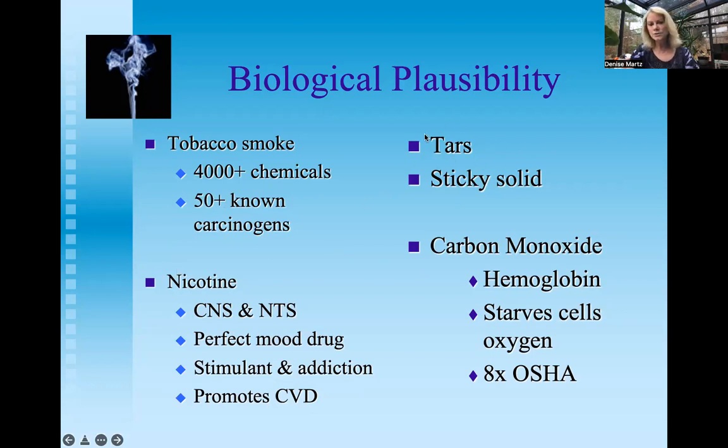Add to that, there's this tar, this sticky solid that is naturally occurring in tobacco smoke. It's like creating cancer in a petri dish. You've got these carcinogens, you're inhaling them into the lungs. You've got this gluey, sticky substance that kind of glues the carcinogens to the lung tissue. Perfect petri dish creation of cancer.